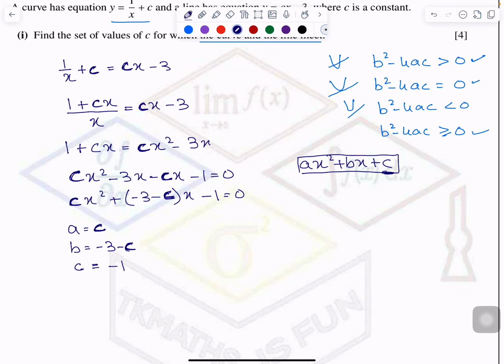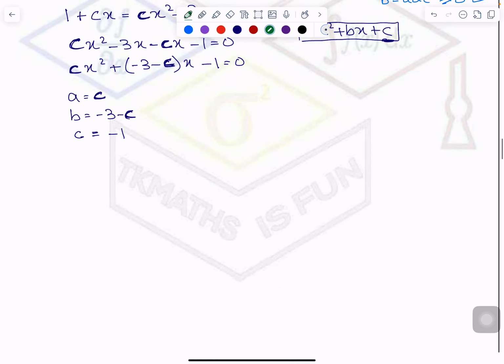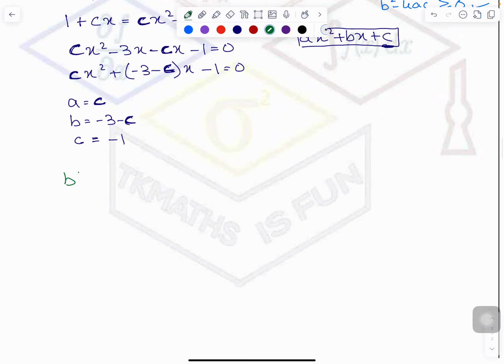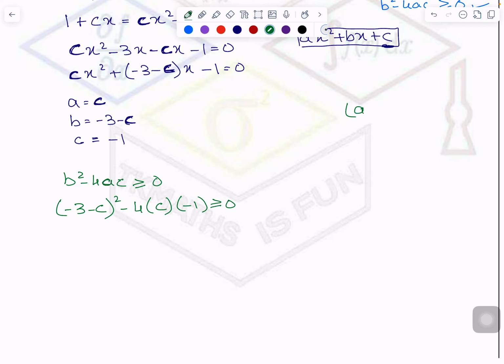Now because the line and curve are meeting, I can say the discriminant is greater than or equal to 0. b square minus 4ac greater than or equal to 0. Now minus 3 minus c whole square minus 4c and minus 1. Is it okay? Now you must know one thing here. By the algebraic identity, a plus b whole square is the same as minus a minus b whole square, and the value is a square plus 2ab plus b square. So the same expansion I'm going to apply here.